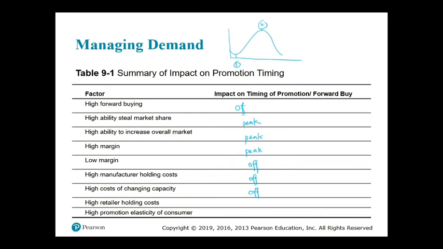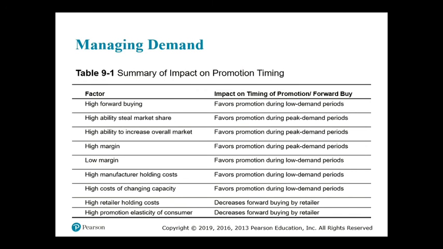What if there is a high promotion elasticity of consumer? Promotion elasticity means that by changing the price a little bit, we can see the demand change a lot. That will be for off season. So basically, that just reduces the amount we need to discount the price for.